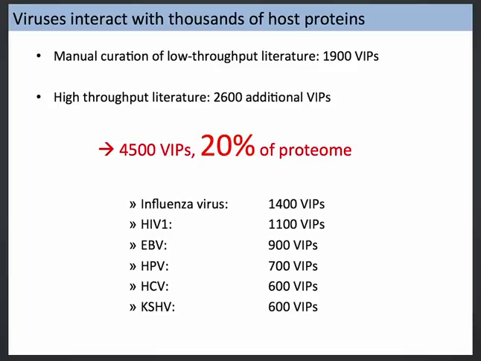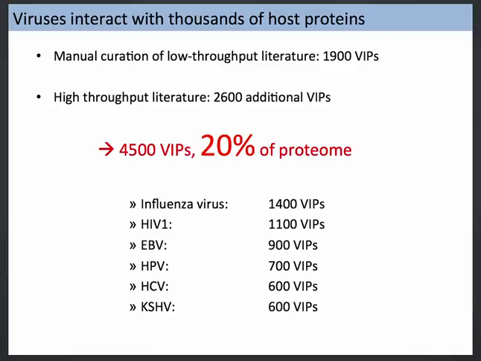Do you test it for signals of balancing selection? Yeah, so the question was, did I test if there was an excess of balancing selection in VIPs? We have just started to do it, so it's still pretty unclear.